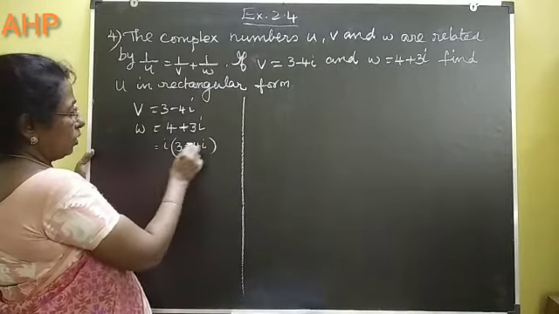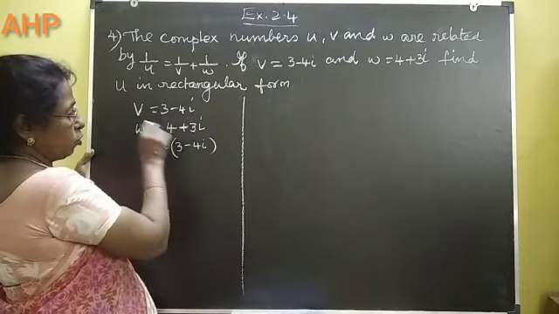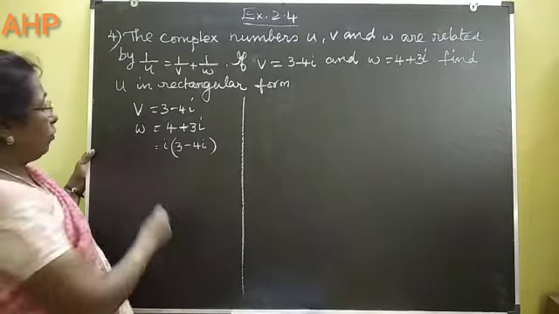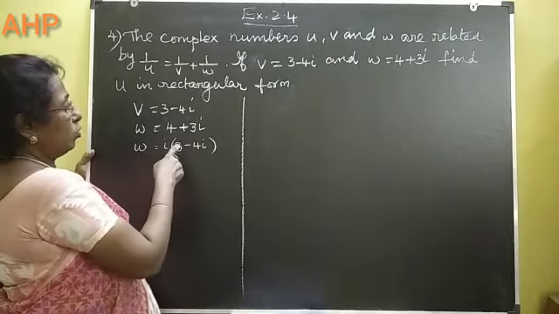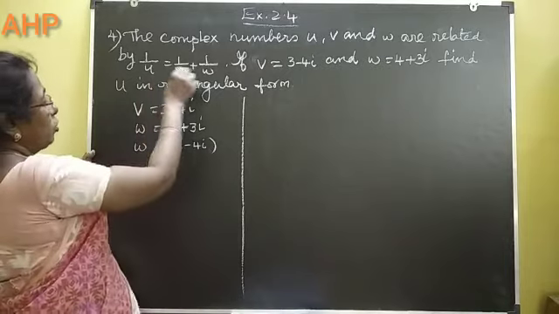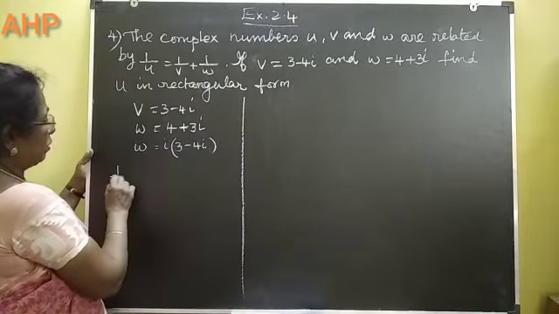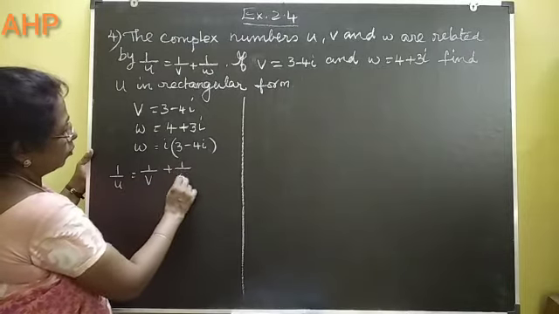So that i into i gives you i square, which is minus 1. Minus 1 into minus 4 gives you plus 4. Therefore, we can write w as, by taking i outside, i into 3 minus 4i. So now we are given the relationship 1 by u is equal to 1 by v plus 1 by w.